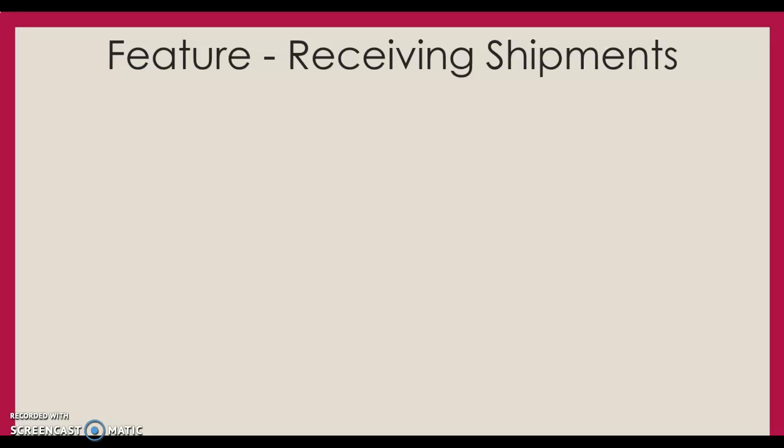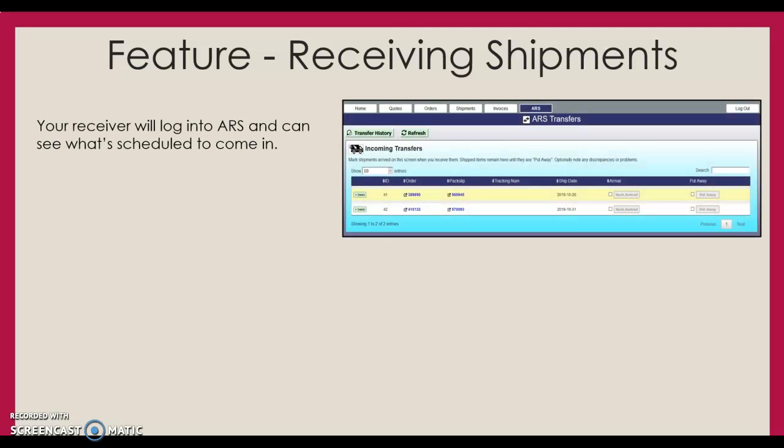And then another feature would be receiving shipments. So your receiver will log on to their ARS and can see what's scheduled to come in. So as you can see over here, we have ship dates of 10/28 and 10/31. Now, depending on lead time and what we've talked about with you and your company, you should know possibly that it takes 2 or 3 days for us to ship it to you. So if it was shipped on the 28th, you'll get it on the 30th. If it's shipped on the 31st, you'll get it on the 2nd or the 3rd. And this also includes weekends. Sometimes they ship Saturdays, sometimes they don't. It just depends on the company.